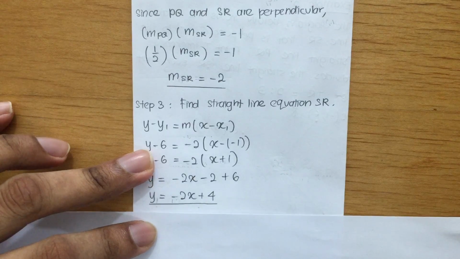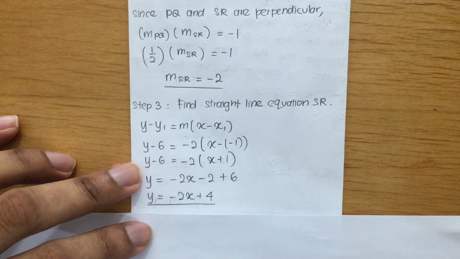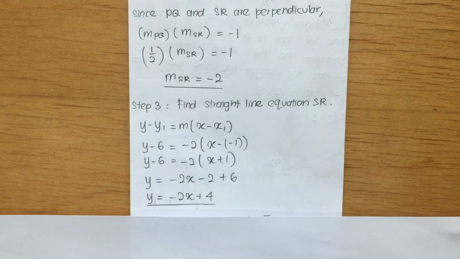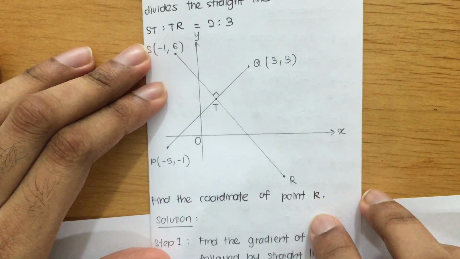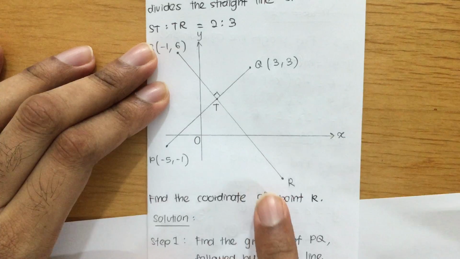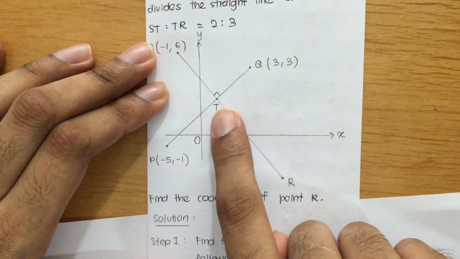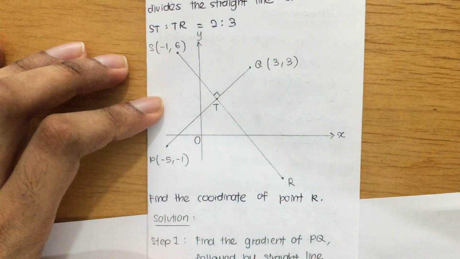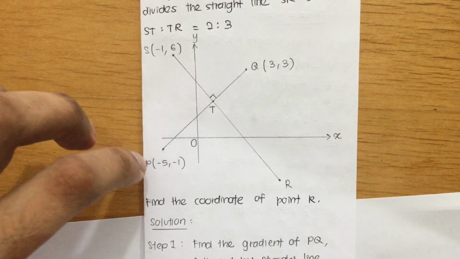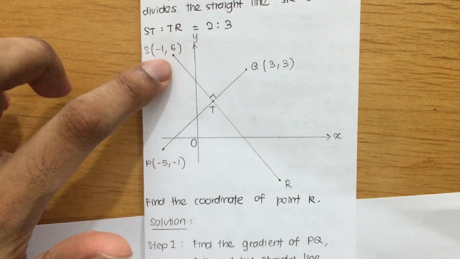Okay, let's proceed to step 4. So what will be your step 4 guys? If you notice carefully in the diagram, there are two coordinates which are unknown. Let me show you the question again. As you notice in the question here, there are two coordinates which we don't know yet. But we know that T is the intersection between the line PQ and line SR. We have already found the straight line equation PQ and the straight line equation SR.